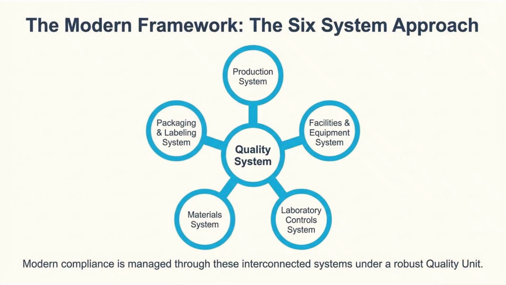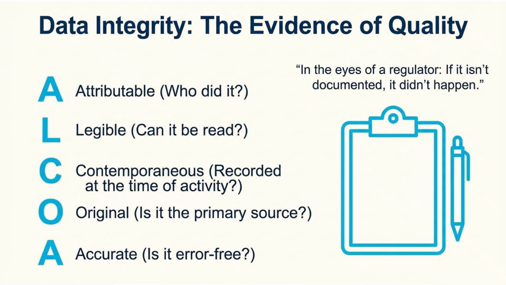Modern GMP compliance is managed through 6 interconnected systems, all unified under a central quality system. These include production, facilities and equipment, laboratory controls, materials, packaging, and labeling. Weakness in one area creates risk everywhere. Data integrity is critical because, in the eyes of a regulator, if it isn't documented, it didn't happen. The ALCOA principles ensure data is attributable, legible, contemporaneous, original, and accurate, proving quality can be demonstrated.